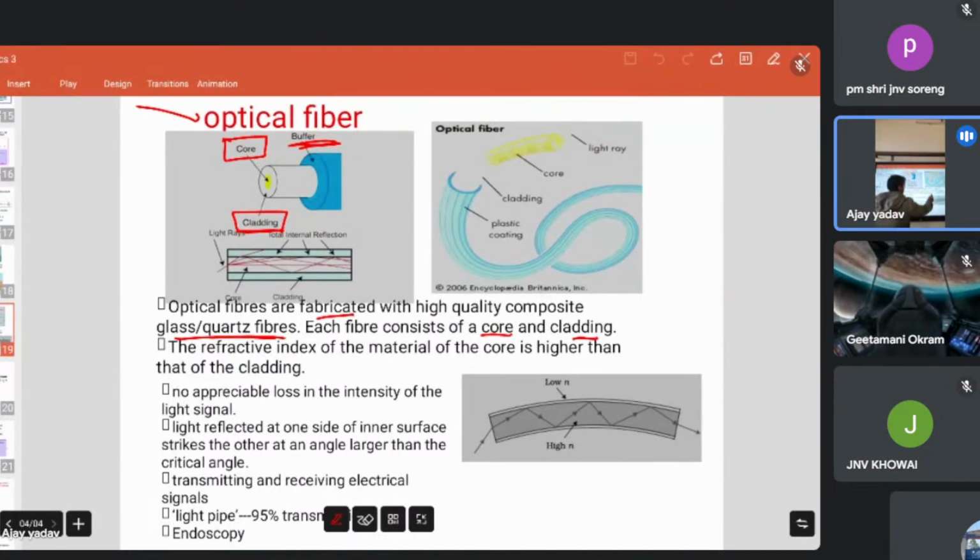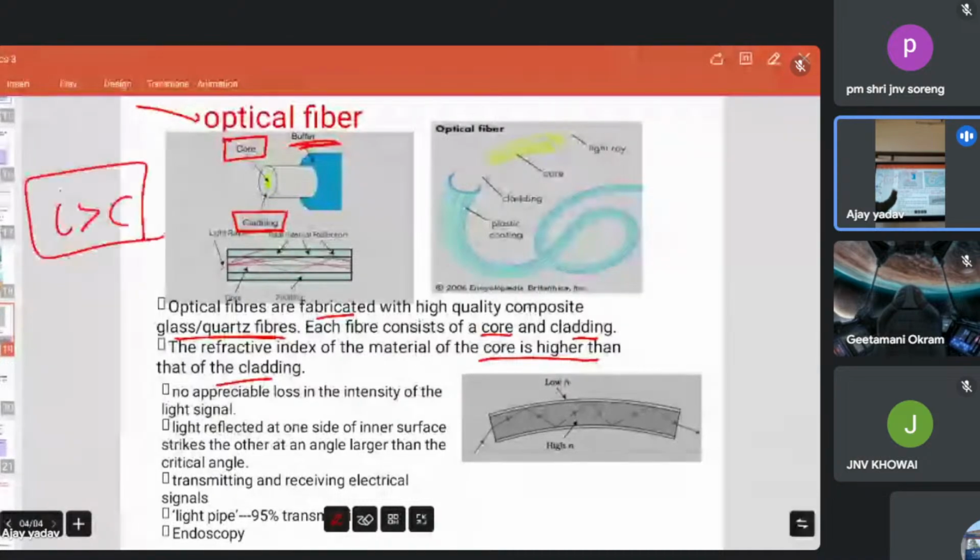The refractive index of the core is higher than that of the cladding. Why is the refractive index of the core higher? Because for TIR to occur. When can TIR occur? If the angle of incidence is greater than the critical angle. So for this condition to be satisfied, the refractive index of the core must be greater than the refractive index of the cladding. In optical fiber, there is not much loss of energy, intensity, or signal.